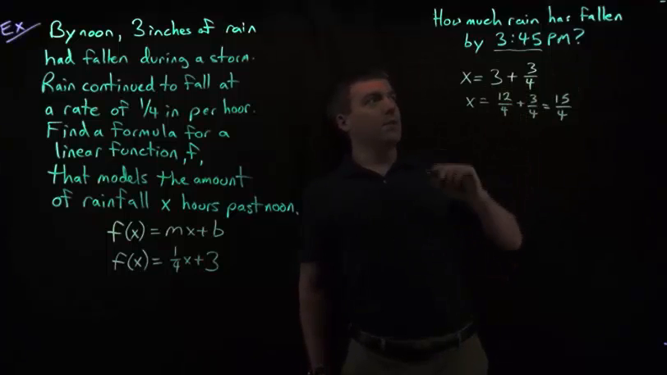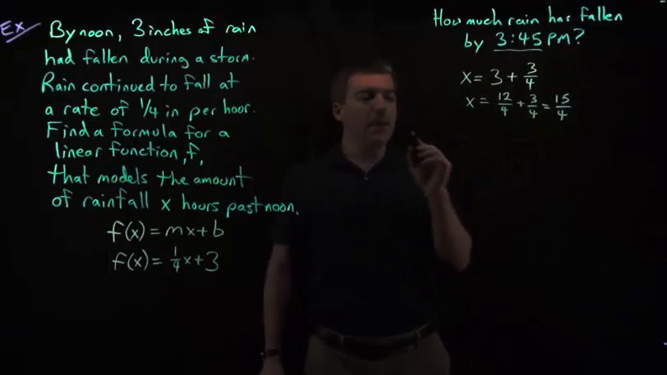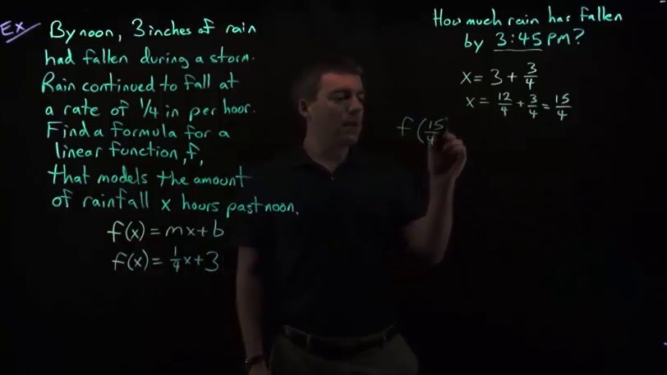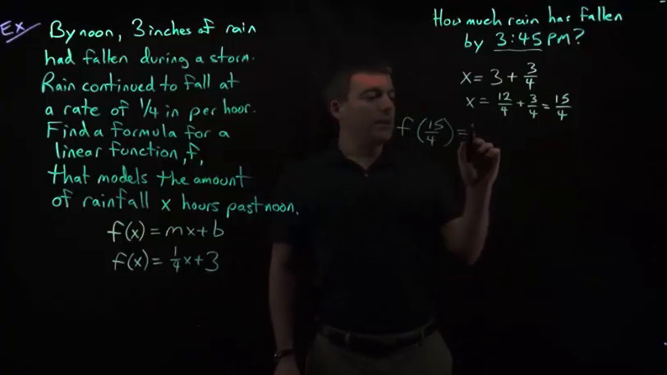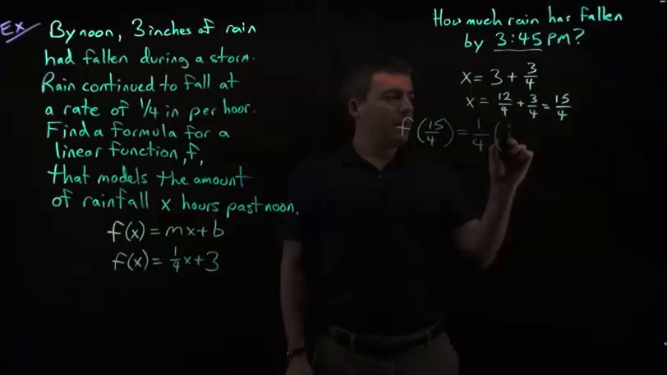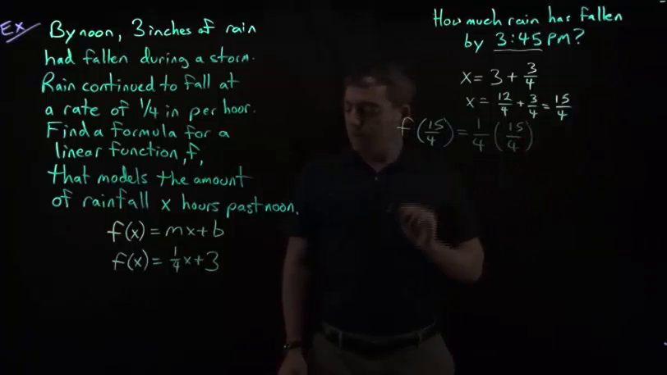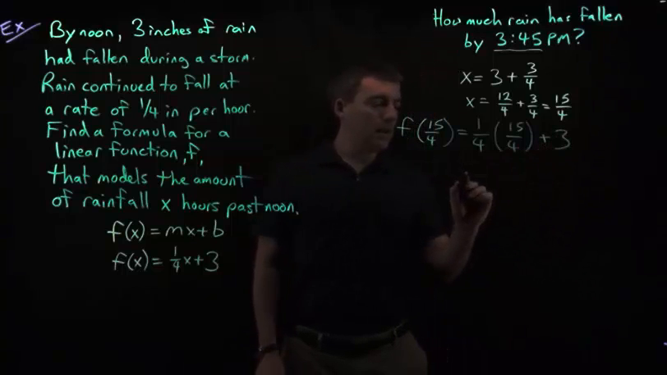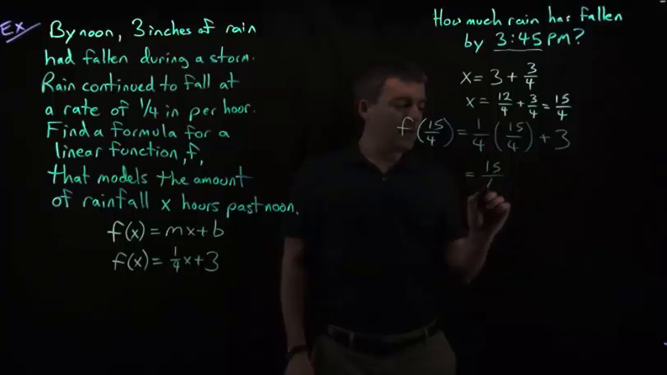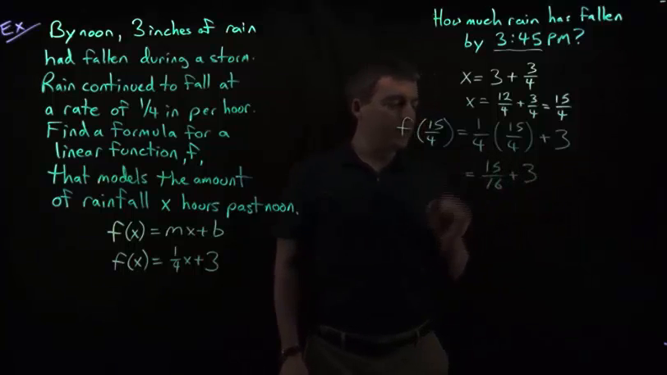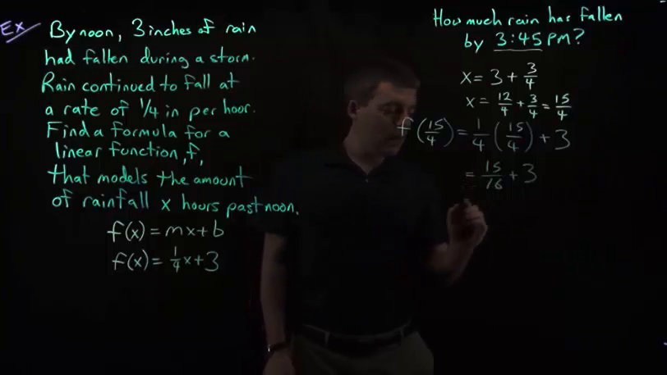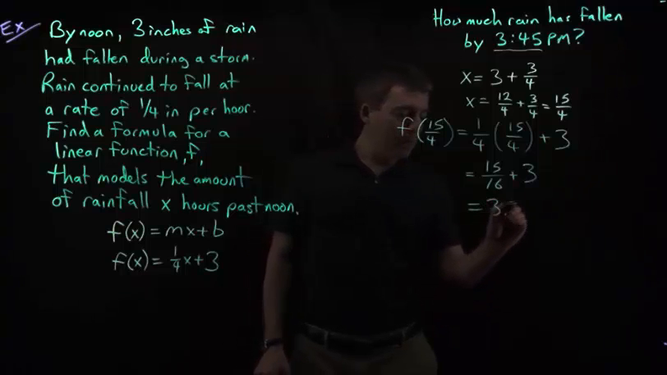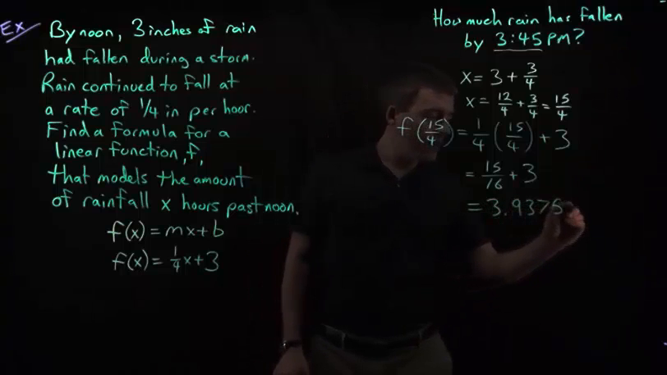All right, let's go ahead and solve the problem here. How much rain has fallen by 3:45 p.m.? Well, that'll be our function, f evaluated at 15/4. That's 1/4 times 15/4 plus 3. So we have 15/16 plus 3. And that's going to be 3.9375 inches.